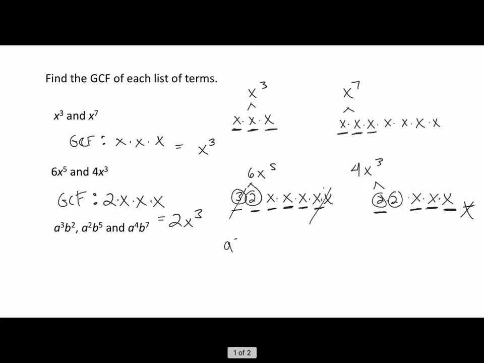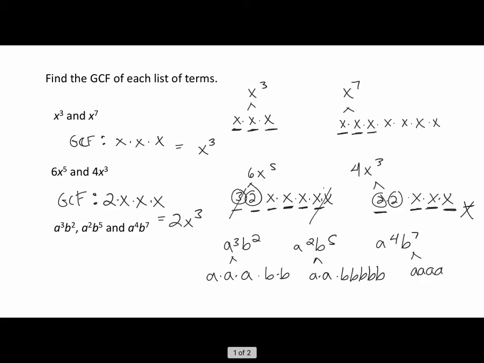In our third example here, we've got a cubed b squared, b to the 5th, and a to the 4th b to the 7th. So that's going to be 3 factors of a, 2 factors of b, 2 factors of a, 5 factors of b, and 4 factors of a, 7 factors of b. Whew. That's a lot. Okay.